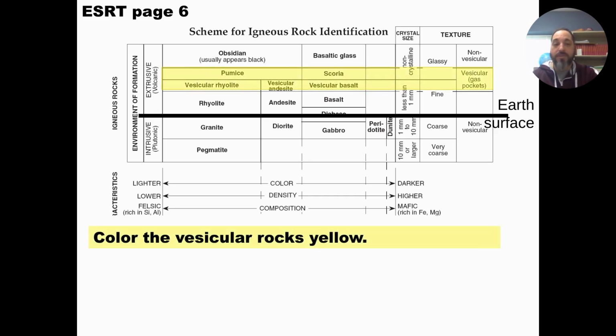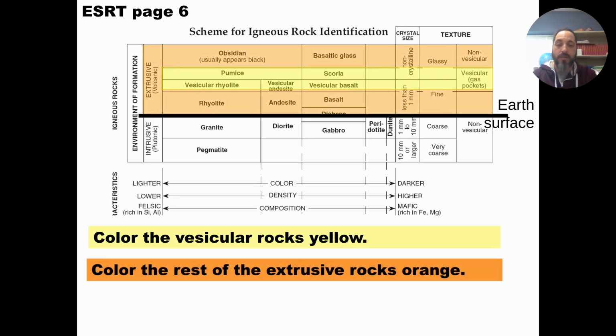The yellow rocks are rocks that are vesicular. They have those gas pockets. Notice only extrusive rocks are going to have gas pockets. The extrusive rocks that don't have gas pockets you can see here are orange as well. They are all in this part where it says extrusive.